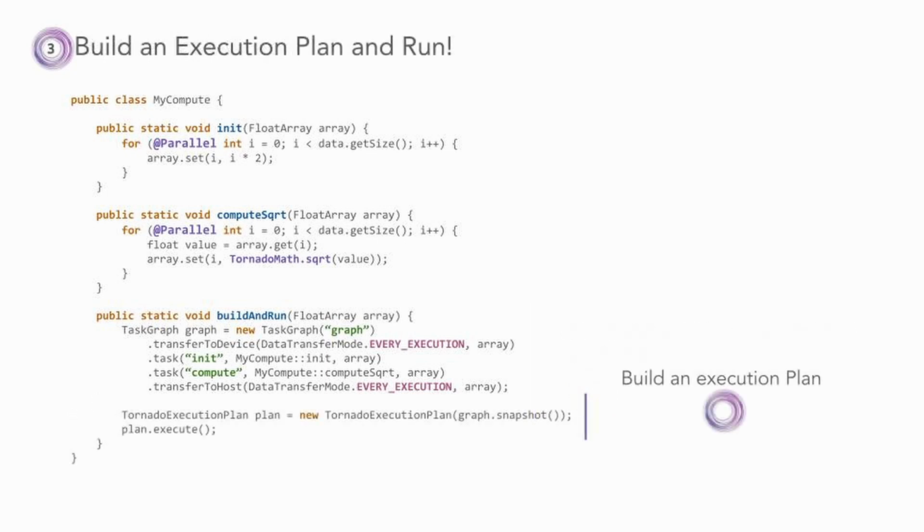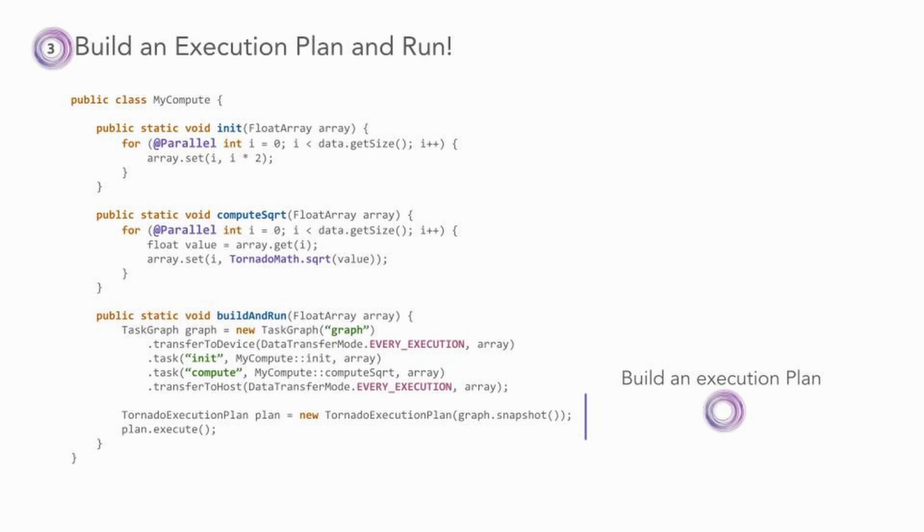And we are almost done. We need one more step, and that is a way to execute the whole graph. One thing to mention here: when we define the task graph, it is not executed. It's just a definition of the data that we want and the code that we want to offload. But nothing gets executed. It's only through the execution plan that we can execute things.